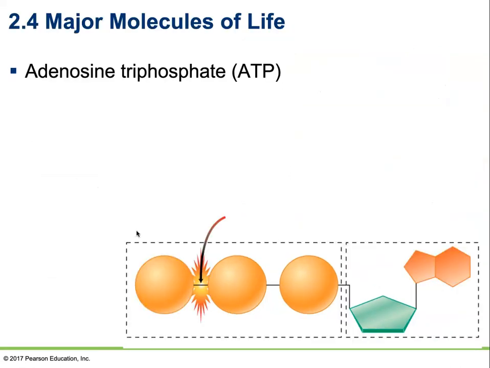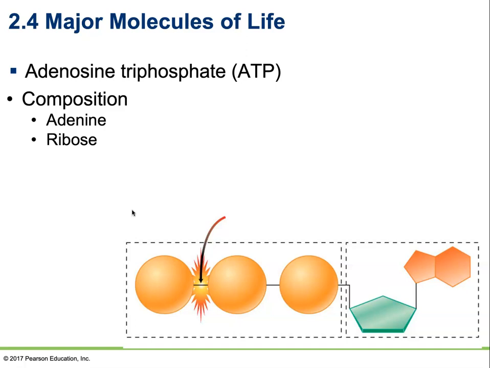Next, we're going to talk about ATP, adenosine triphosphate. This is the nucleic acid that is actually used for energy storage, instantaneous energy storage, very, very short energy storage. ATP, adenosine triphosphate, is a nucleotide that's composed of an adenine, a ribose sugar.